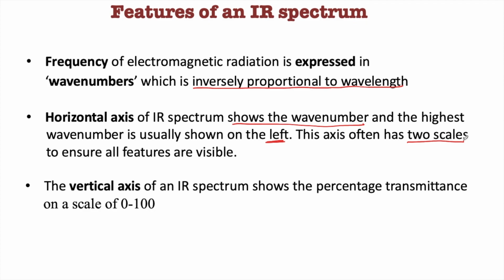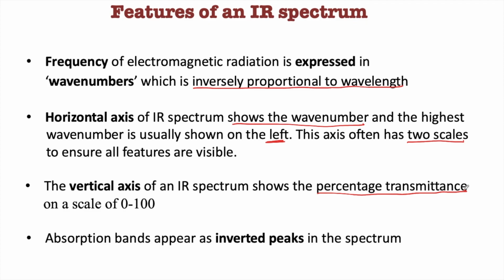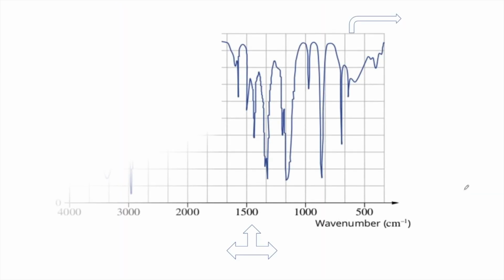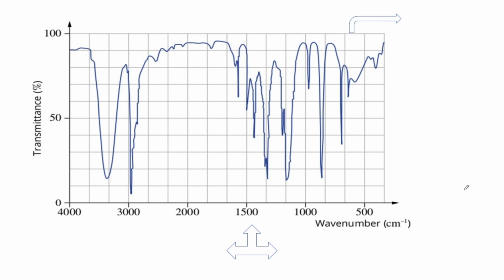Third, the vertical axis of an IR spectrum shows the percentage transmittance on a scale of 0 to 100. The absorption bands appear as inverted peaks in the spectrum. Now let us visualize all these points one by one in this spectrum.